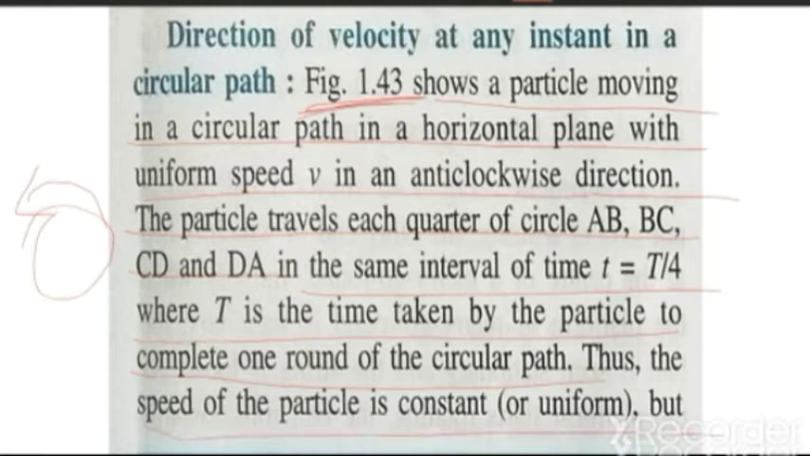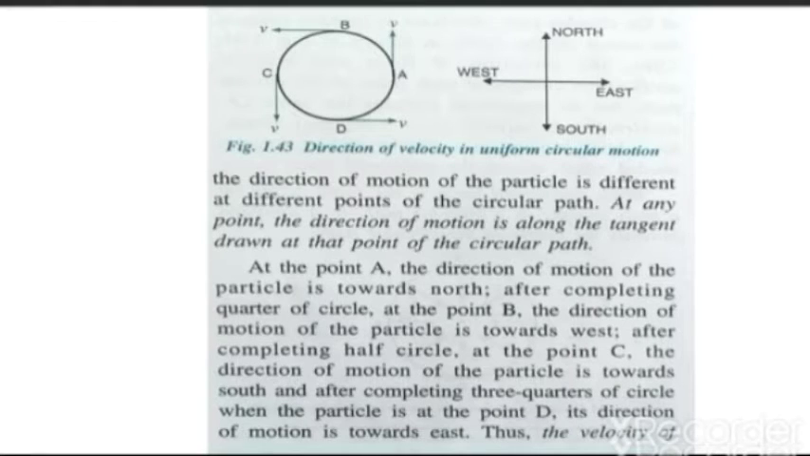Thus, the speed of the particle is constant, that means uniform, but the direction of motion of the particle is different at different points of the circular path. At any point, the direction of motion is along the tangent drawn at that point of the circular path. This is the circular path and tangents are drawn to the circle, like v, this one, v, this one, v. All these are tangents to the circle.